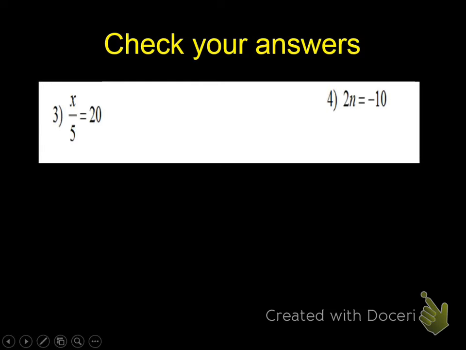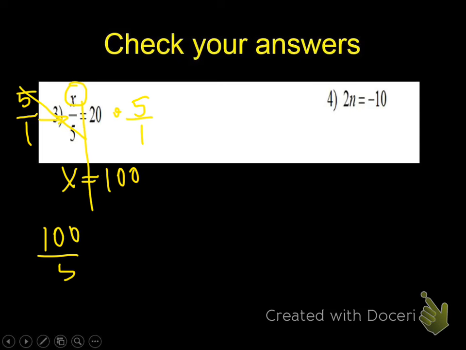Let's check on number 3 and number 4. In number 3, we see that we have x divided by 5, so we're solving for x. We remember that this line here means division, and the inverse of division is multiplication. So we're going to multiply both sides by 5, or 5 over 1. These 5's here are going to cancel, so we're left with x equals 100. To check, we have 100 divided by 5 equals 20. We have 20 equals 20, which checks out, so that's the right answer.